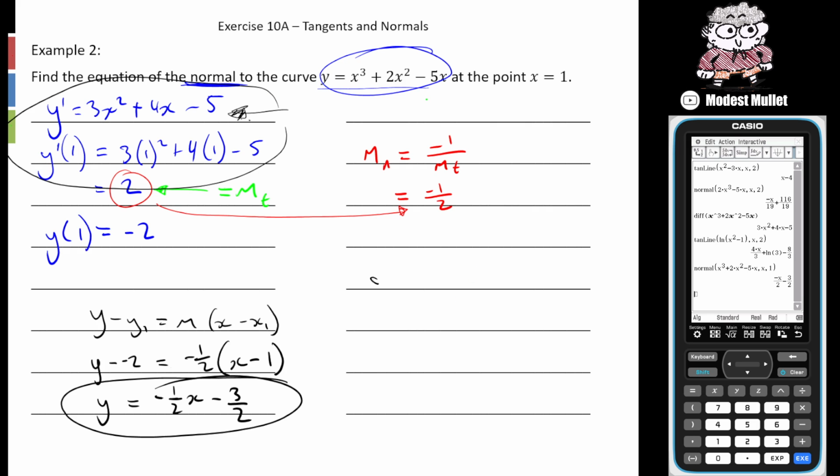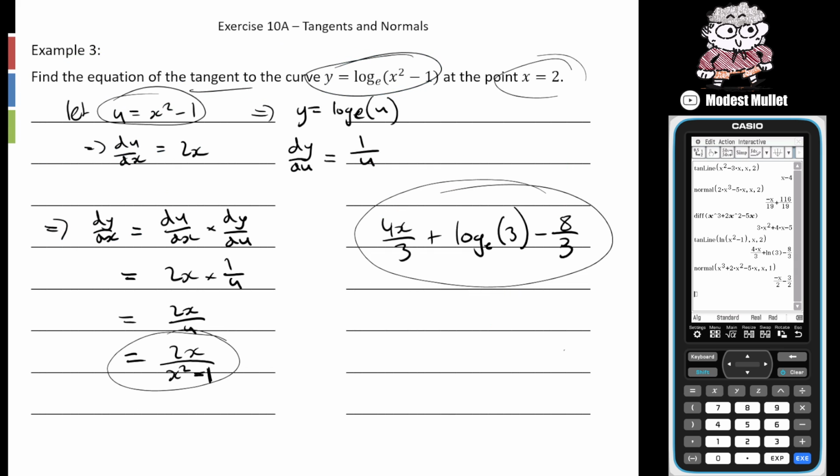Literally, this could be a 1 marker. If you're asked a question like this, your answer is just straight from the CAS. That's it. There's no other required working, I would say.